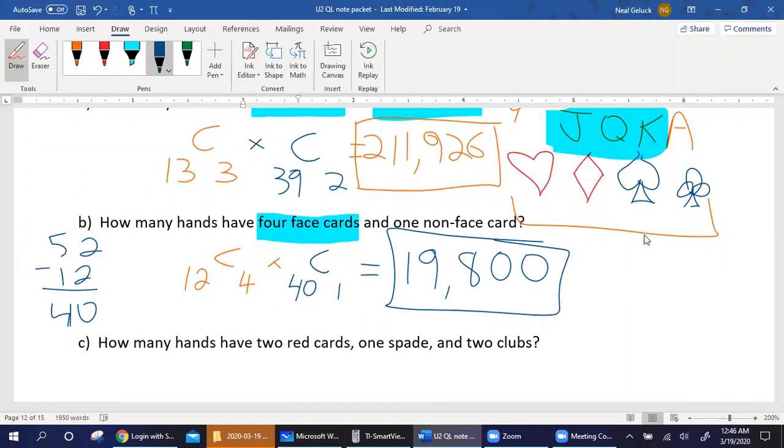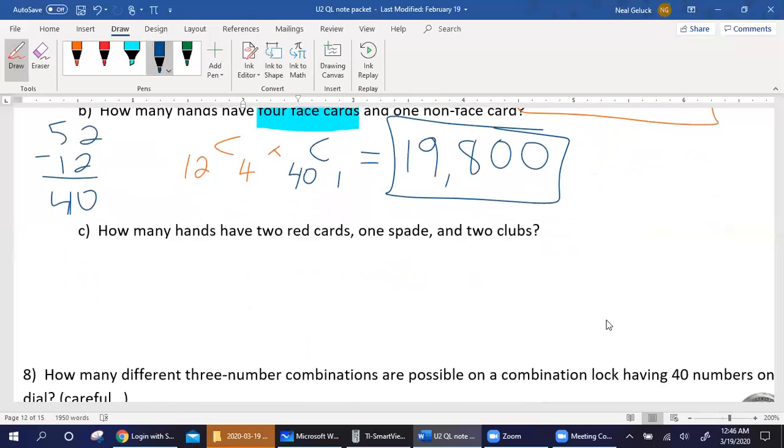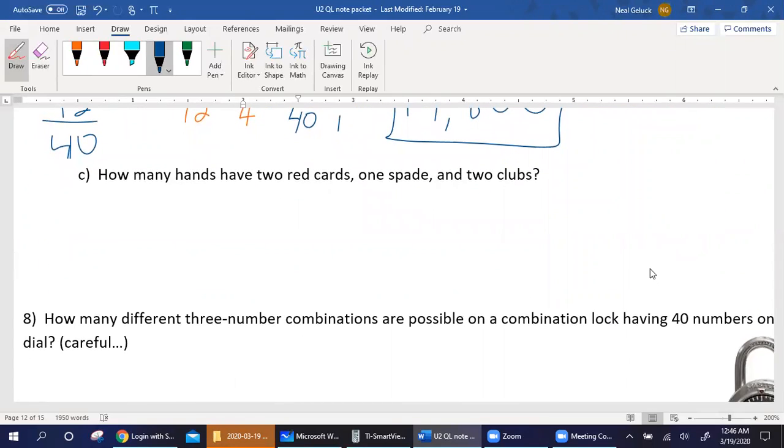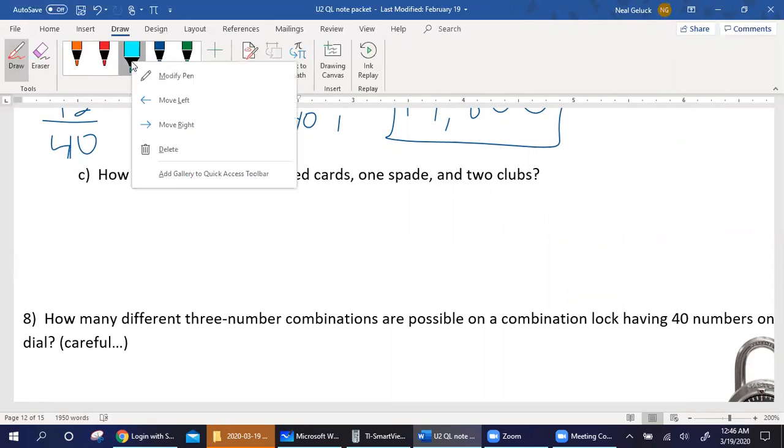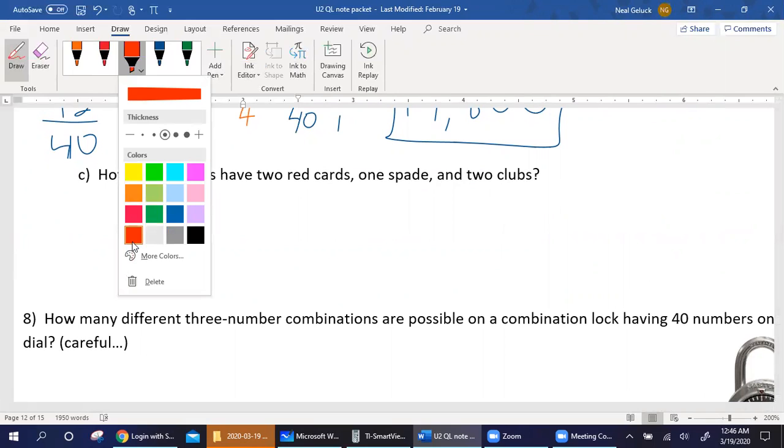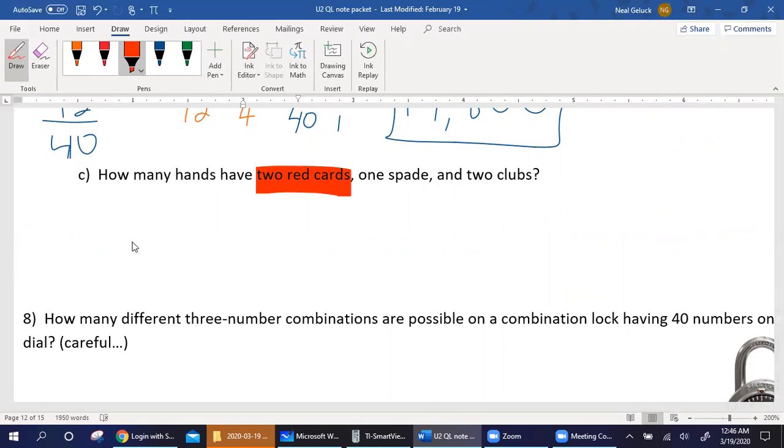Oh, I just realized I said clover earlier. Those are clubs. It looks like a clover, but it's called the clubs. How many hands have 2 red cards, 1 spade, 1 club? Okay. So 2 red cards. Well, red cards are either hearts or diamonds. There are 13 hearts, there are 13 diamonds. That's 26 total. So this first part is combinations of 26, pick 2.